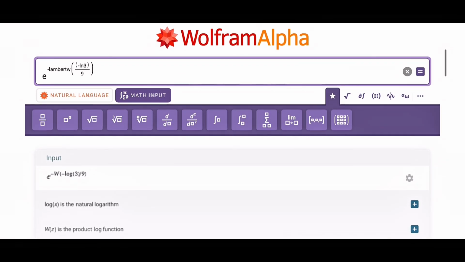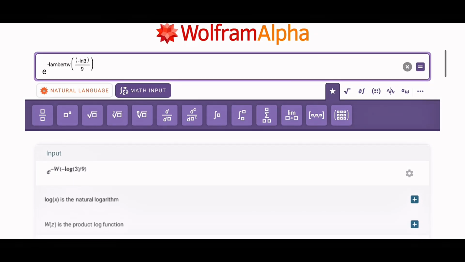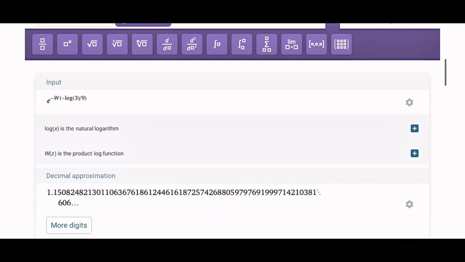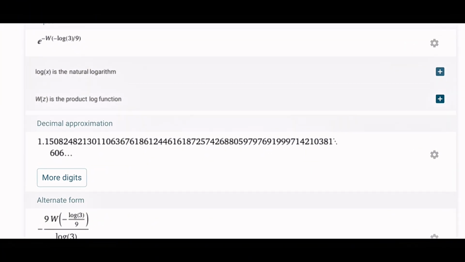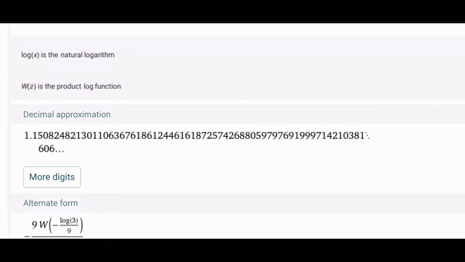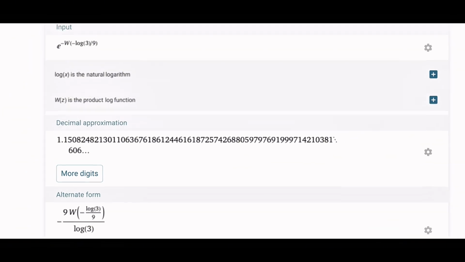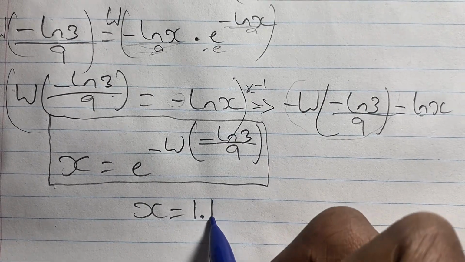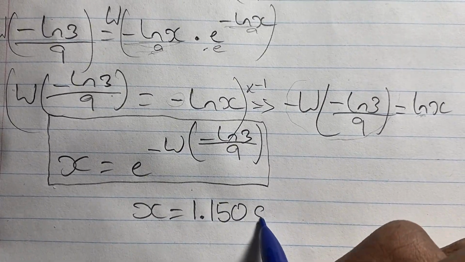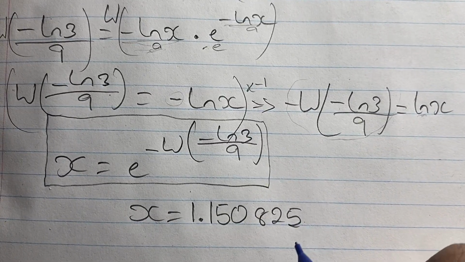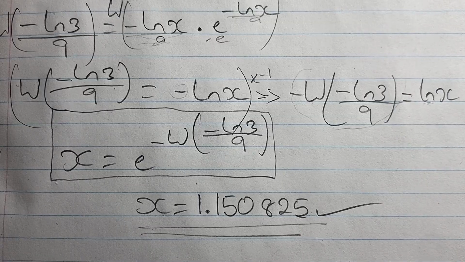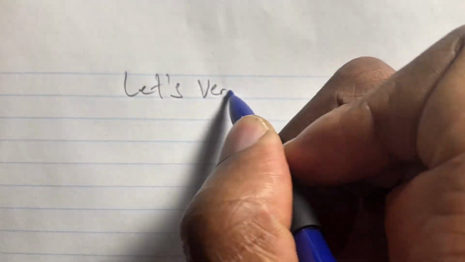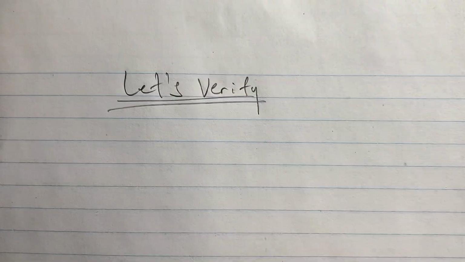So as you look, we see our input, and as we scroll further, we can see our decimal approximation for the value of x. So we'll go up to 6 decimal places, that x is equal to 1.150825. So here we have our solution for x. We see here that x is equal to 1.150825, and that's up to 6 decimal places. We'll be verifying this solution for x by plugging in this value into our original equation.